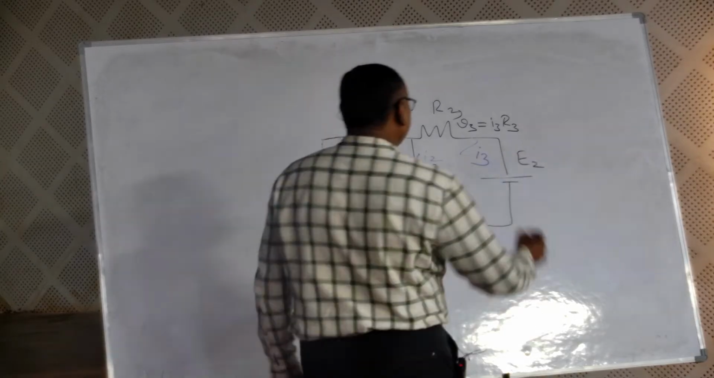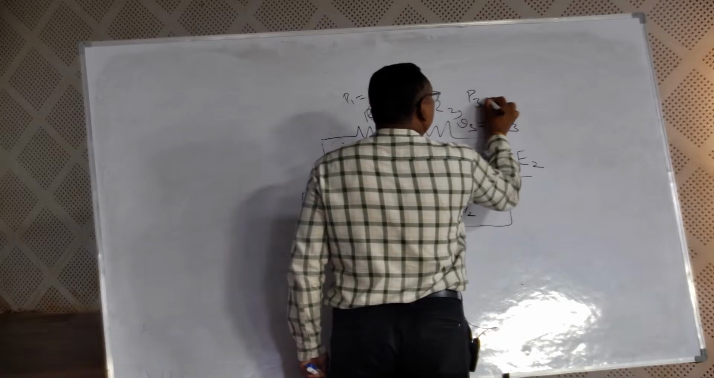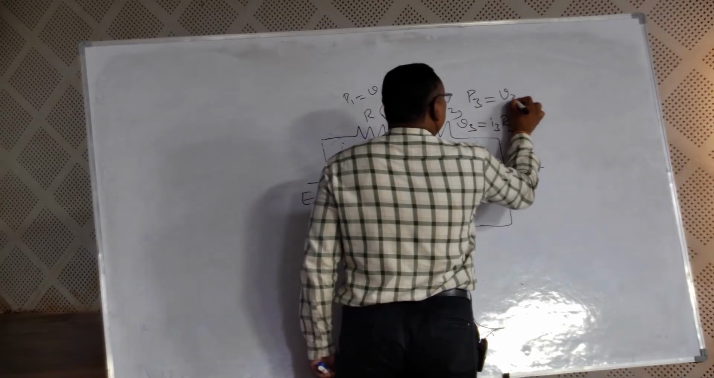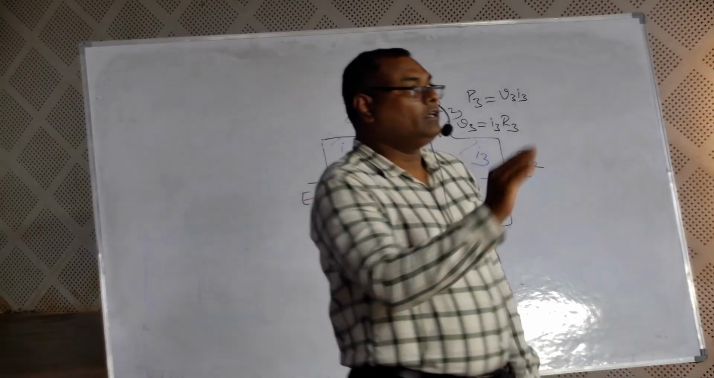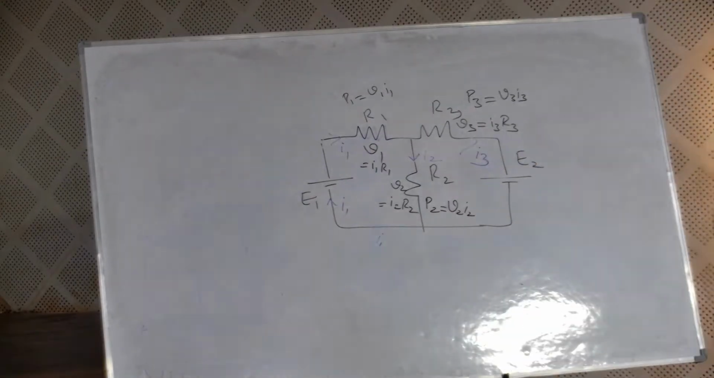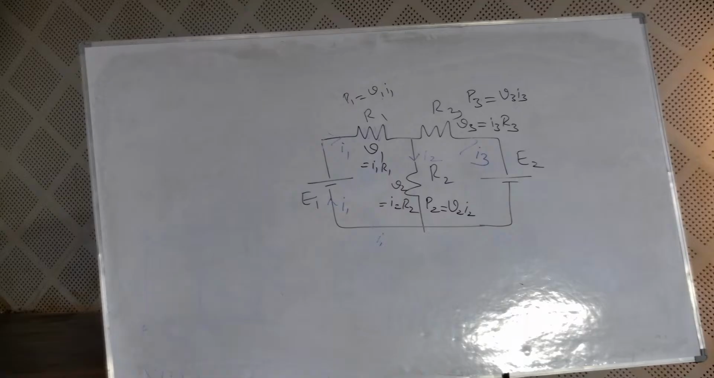Next, power consumed by the third bulb. What is the formula? P3. What is the answer? Voltage into current, V3 into I3. So this is the problem. Find the current through the branches, I1, I2, I3, the voltage across the resistors, V1, V2, V3, and the power taken by all the resistors, P1, P2, P3, for the given network.